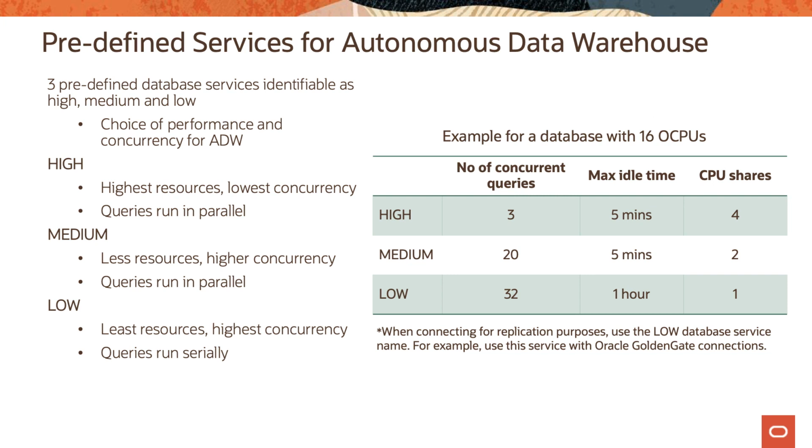Note that when connecting for replication purposes, we recommend that customers use the low database service name. For example, if you want to use Oracle Golden Gate for data replication, then you need to configure the database connectivity parameter for Golden Gate to use the low database service.